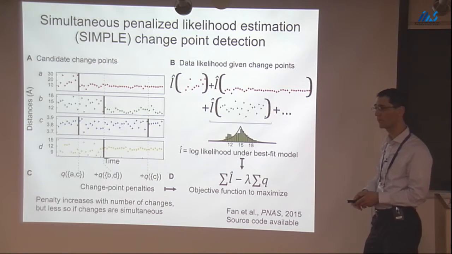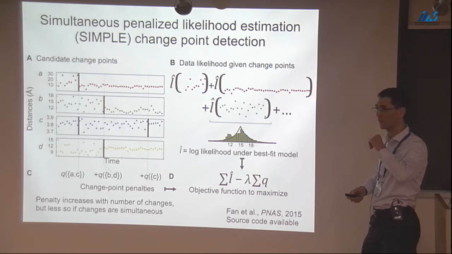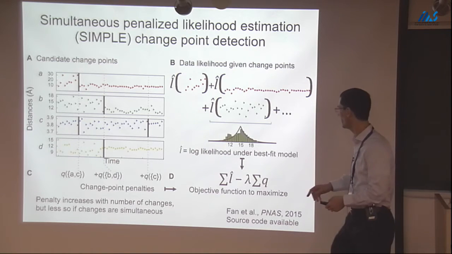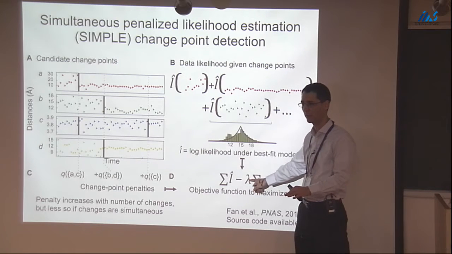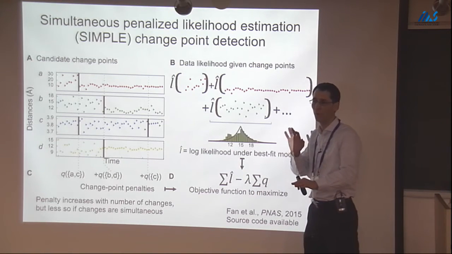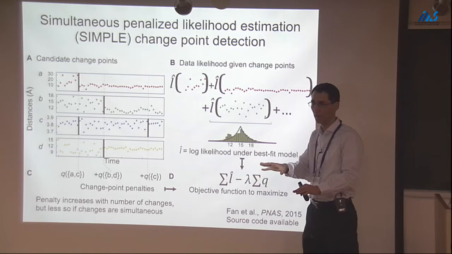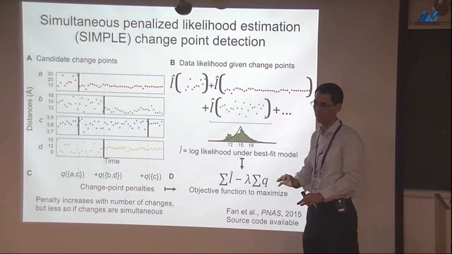Aren't there a huge number of change points? So actually, there's a sensitivity parameter here. This lambda parameter is a sensitivity parameter. It basically tells you what weight you place on the penalty function. The more you weight the penalty function, the fewer change points you will find.